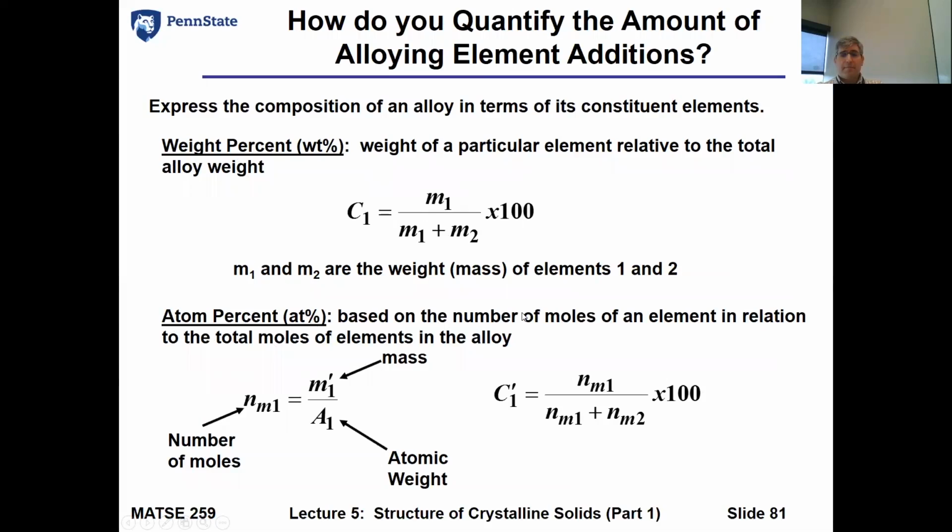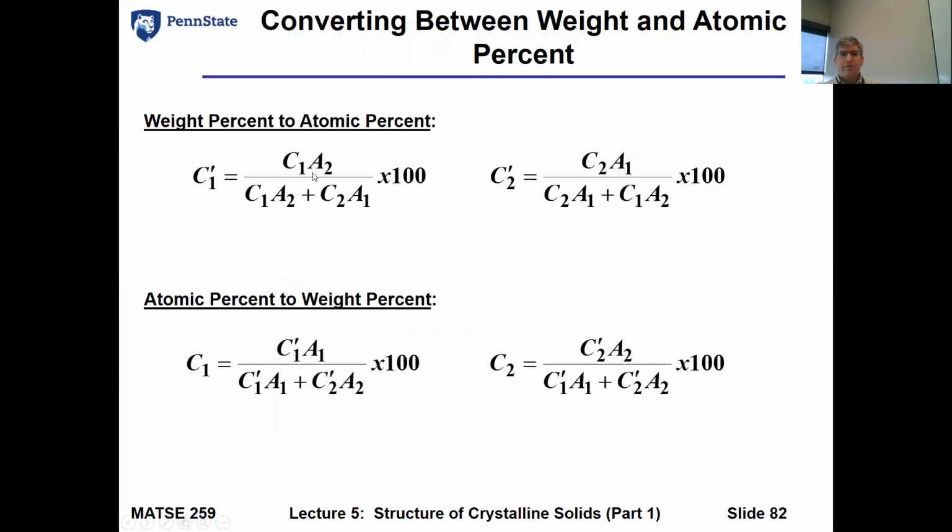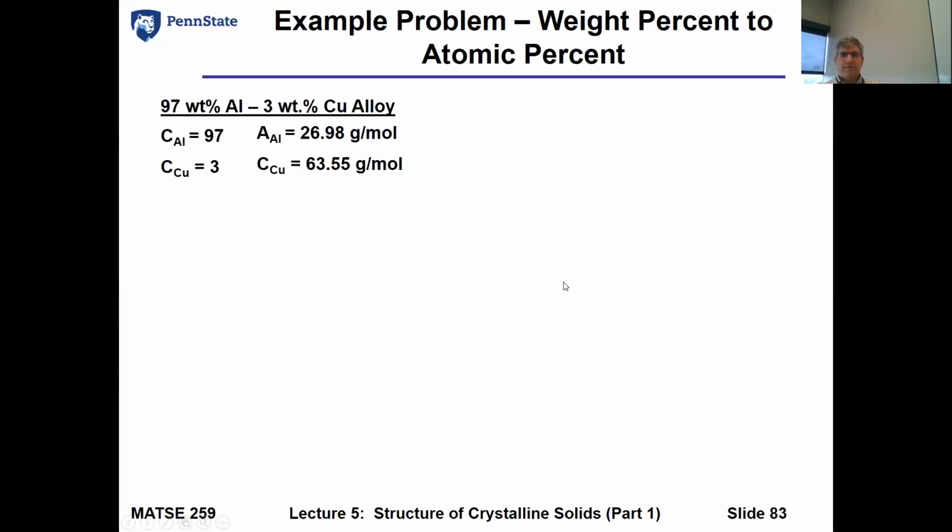We can convert between the two by knowing the composition and the atomic weight. So we can go from weight percent to atomic percent, or atomic percent to weight percent. It's easy to convert them. So let's take an example: a 97 weight percent aluminum, 3 weight percent copper alloy. You may look at it and say, yeah, it's aluminum copper.